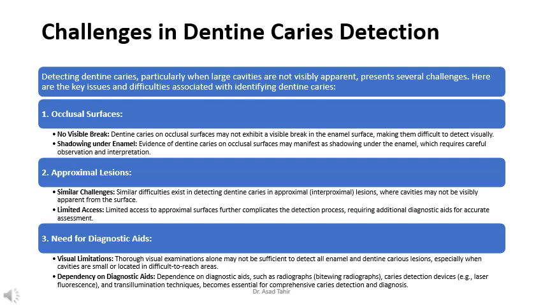3. Need for diagnostic aids. Visual limitations. Thorough visual examinations alone may not be sufficient to detect all enamel and dentine carious lesions, especially when cavities are small or located in difficult-to-reach areas. Dependency on diagnostic aids. Dependence on diagnostic aids, such as radiographs, bitewing radiographs, caries detection devices, e.g., laser fluorescence, and transillumination techniques, becomes essential for comprehensive caries detection and diagnosis.